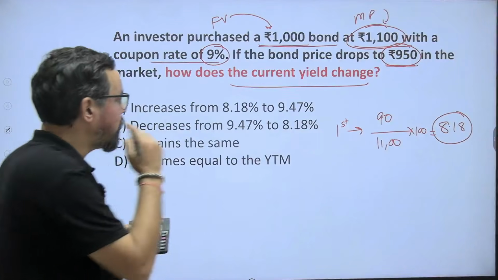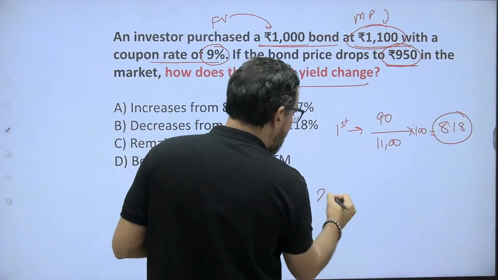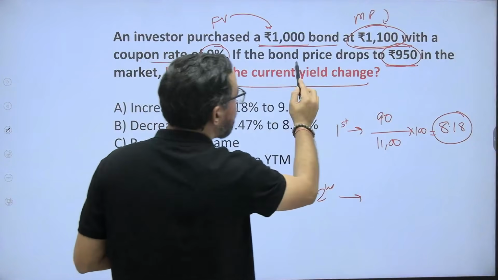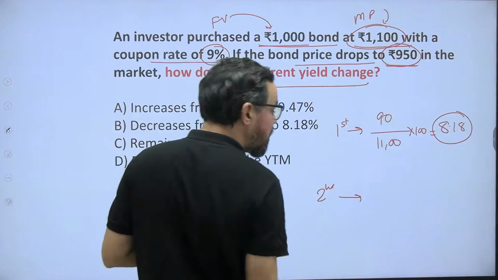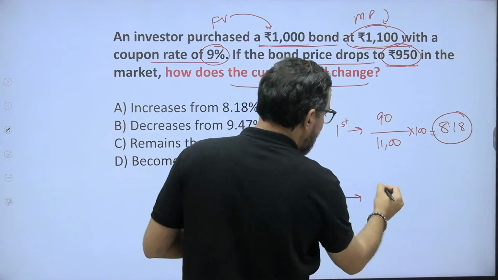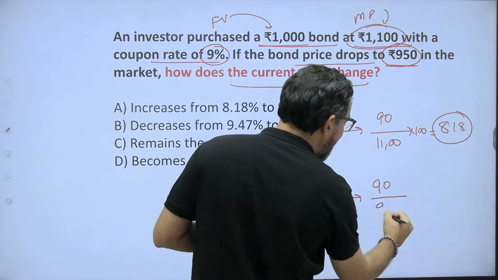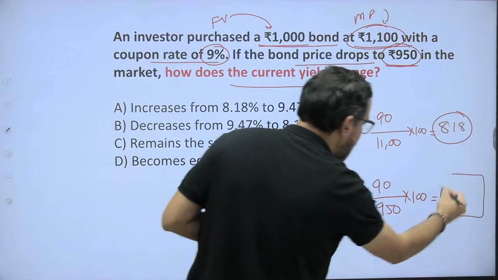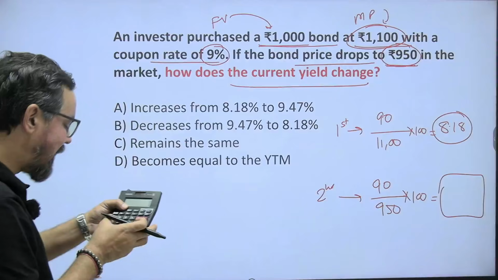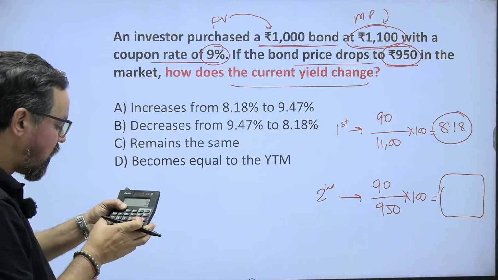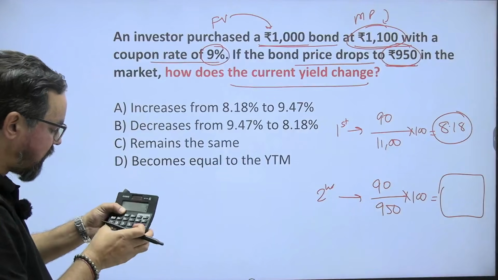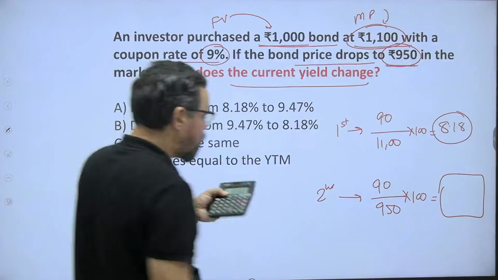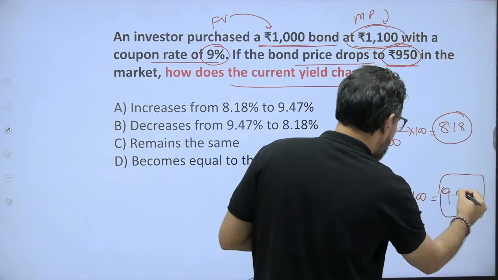Okay. Now in the other case, what happened after some time? If the bond price drops to 950, okay. So it is 90 divided by 950 into 100. So obviously, what will happen? It will increase. So 90 divided by how much? 950. So it is into 100. So it is 9.47. Okay. So 9.47. Okay.